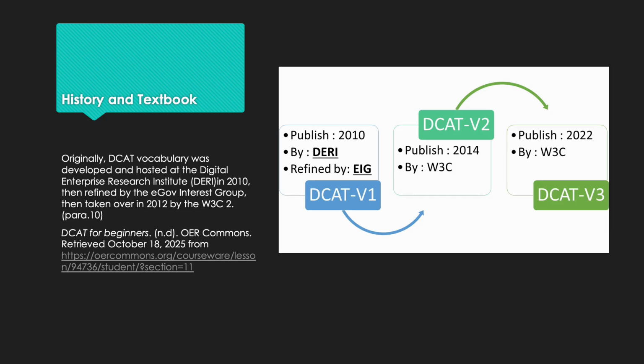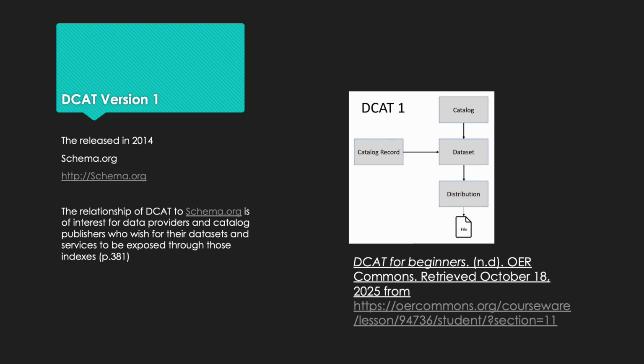So this is not from the textbook, but this is from the DCAT for beginners that I very clearly had to use. And it says that the DCAT vocabulary was developed and hosted at the Digital Enterprise Research Institute, and then in 2012, the World Wide Web Consortium took it over. And again, that's all from DCAT for beginners. So now we're going to talk about the first version.